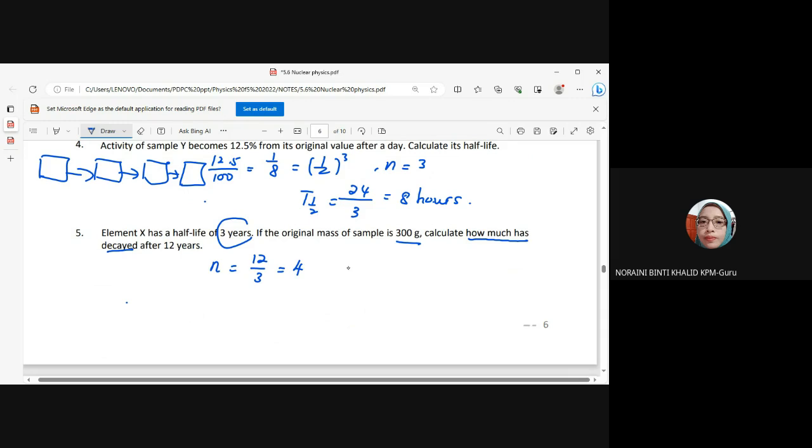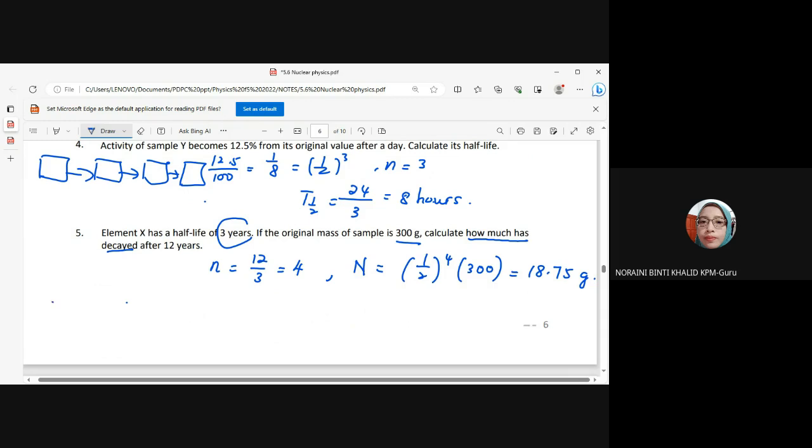Okay, kalau 4 half-life, we need to find what is the mass left. Saya guna formula half for 300. So I will get 300 divided by 16. I will get 18.75 gram. Okay, you can try lah ya. You can try. Betul ke?